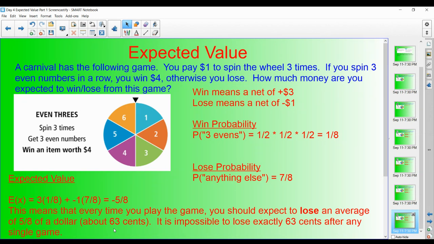Now, you can't lose exactly 63 cents. A lot of times you're going to lose the dollar, and then one out of every 8 times you'll win $3. So overall, this is not a good game because the expected value is negative. So that would tell us that we probably should not play this game for the probability side. And that's how expected value works.